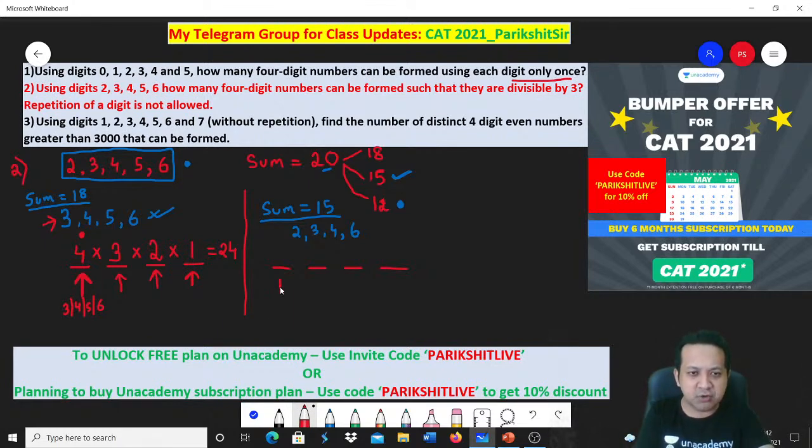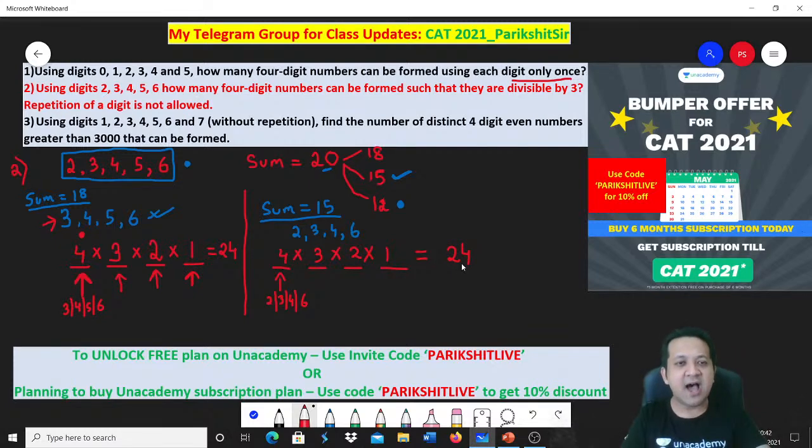Exactly the same way, scenario 2. How many options do you have? This time again you have got 4 options: 2, 3, 4 and 6. 4 options, then 3 options, then 2 options, then 1 option. So 4 into 3 into 2 into 1. How much is it? 24.